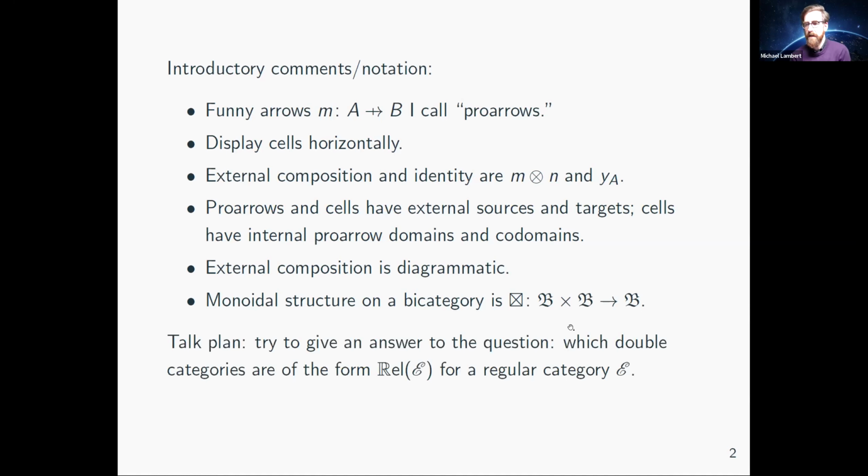So I'm not going to give you a very extensive talk plan. Basically, this is an overview of some work that was recently published in TAC. The question is maybe a relatively simple one, or at least outwardly it seems simple. Which double categories are of the form Rel(E) on some regular category?